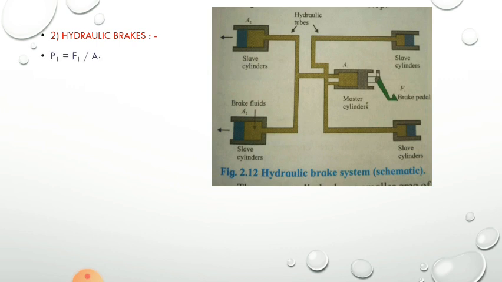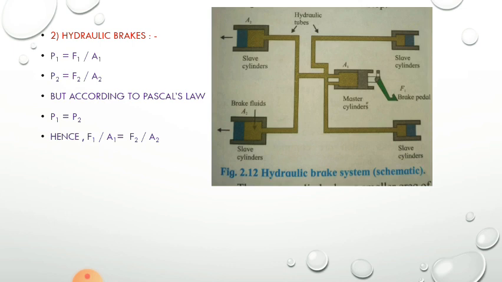Here again, the same principle is used. Pressure applied at the master cylinder is P1 equals F1 divided by A1. The pressure applied at the slave cylinder is P2 equals F2 divided by A2. But according to Pascal's law, once again pressures are equal everywhere. So P1 is equal to P2. Substituting the values, we get F1 upon A1 is equal to F2 divided by A2, and hence simplifying, we get F2 is equal to F1 into A2 divided by A1.